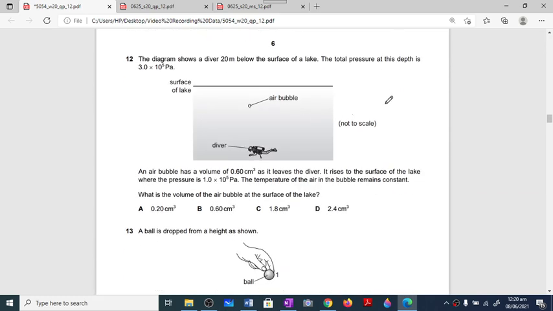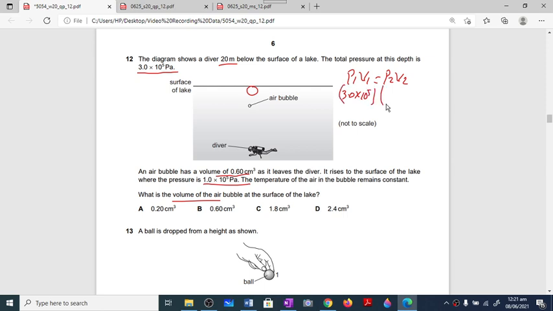Question number 12. He is saying that the depth is 20 meter, the pressure is this, the volume is this, and the other volume is this. So what is the volume of the air bubble at the surface of the lake? So at this point he is asking about the volume of the air bubble. So we will apply the formula P1 V1 equal to P2 V2. So P1 is 3.0 into 10 power 5.